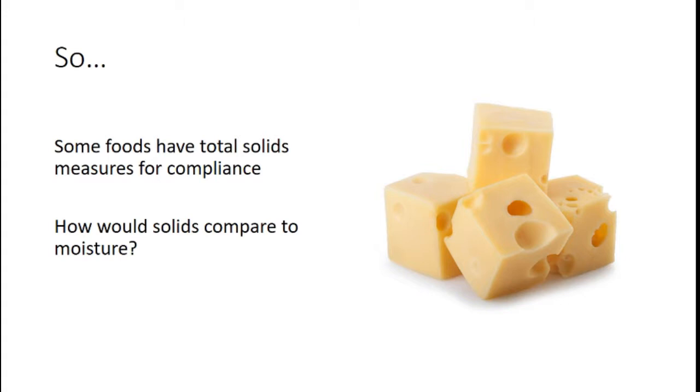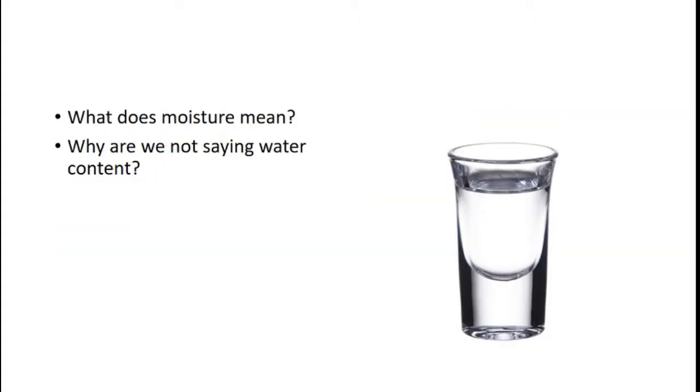So in essence, let's say we've got some cheese here, and it needs to be 40% total solids, then we would assume that it is 60% moisture content in that cheese. The solids is what remains on evaporation of everything that's volatile in that sample, and the moisture is in essence everything that's volatile.